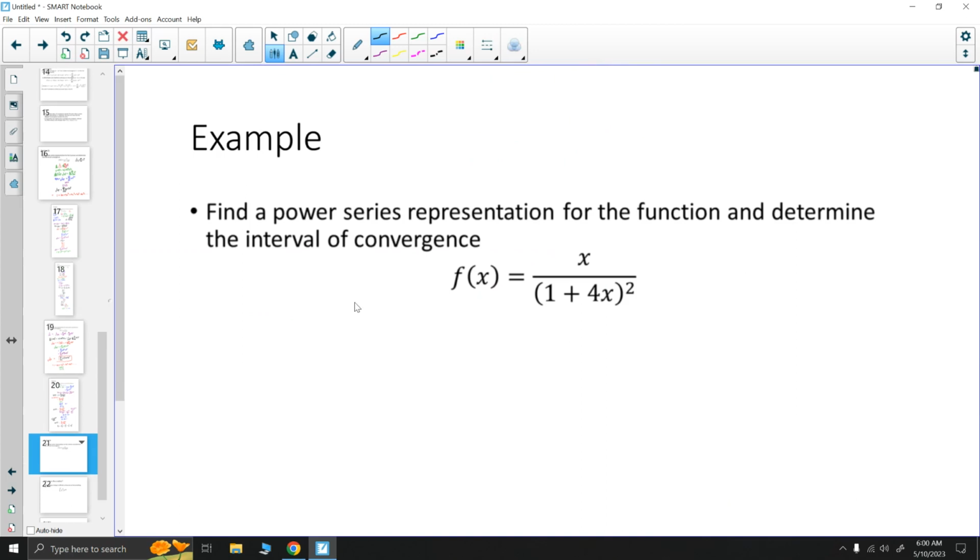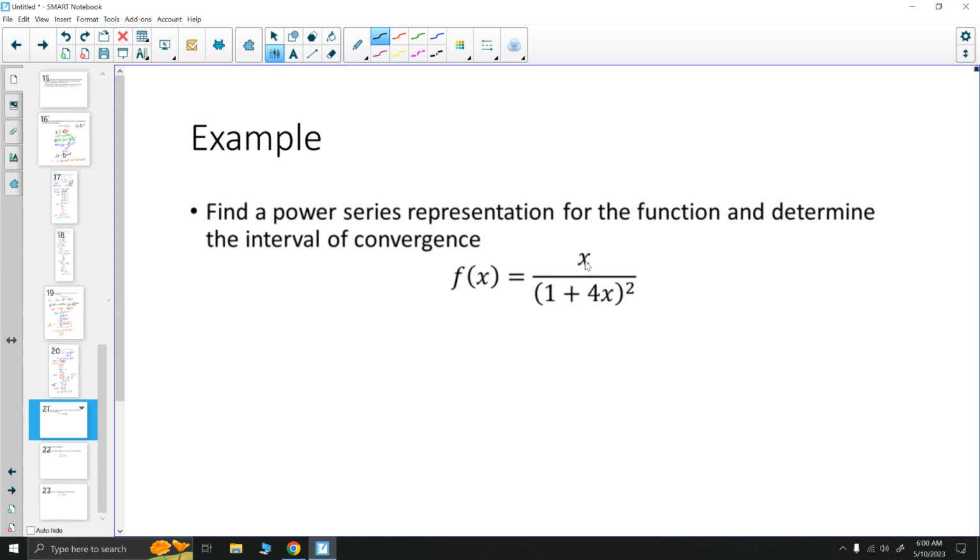Find a power series representation for the function and determine the interval of convergence. Okay, so we have x over 1 plus 4x squared. In this case, we might say, ooh, this is not very close to our 1 over 1 plus, or 1 minus something. But it's moderately close. It's kind of similar to what we've already done, where if things aren't exactly the same, we just make them the same through multiplying by constants or x's or whatever we need. Okay, so let's think about this real fast.